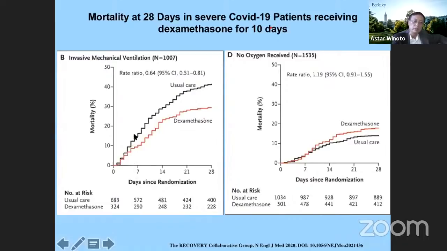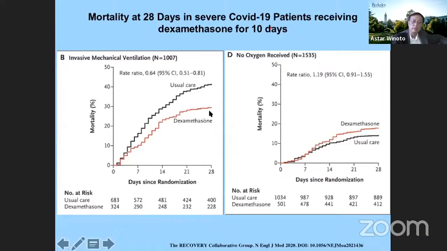So this is patients that have no dexamethasone. Some of them die, and if you follow them to 28 days, 40% of them unfortunately die. But if you give them dexamethasone, you can follow them, and only 30% of them die. So they still die. So it's not a magic bullet, but a lot less than if you don't give them dexamethasone.